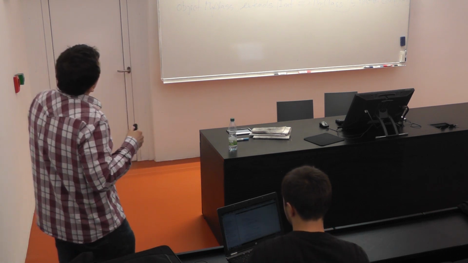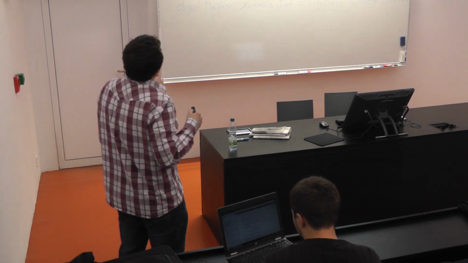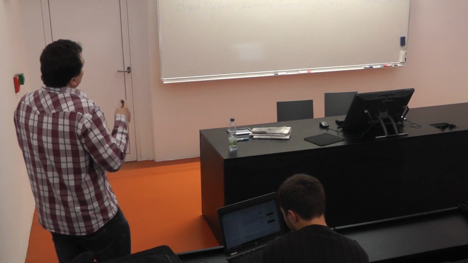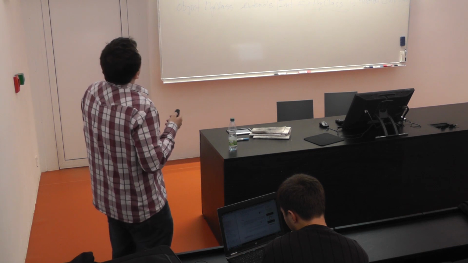And Scala 2.12 will target Java 8 directly. So in 2 steps, we'll go from Java 6 to Java 8. 2.11 should be released, I think, this year or maybe at the end of this year, and 2.12 is maybe 2014 or 15. So it's not imminent, but that is the plan.